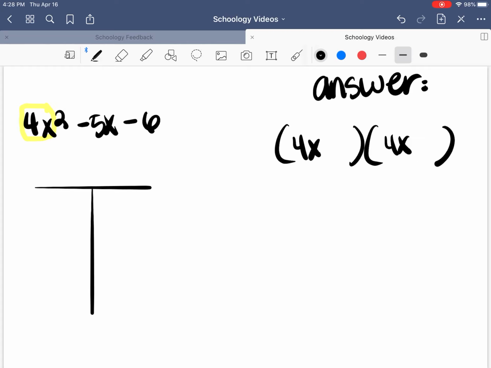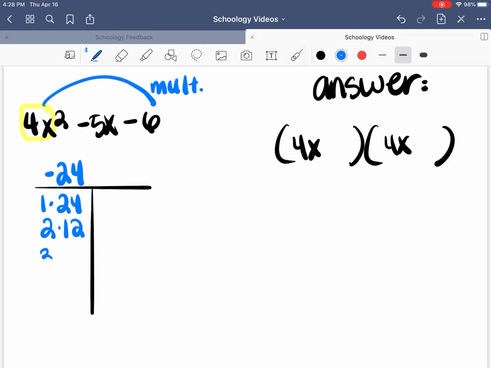All right, so step number 1 is that. Step number 2 will be to multiply your first and your last number. What is 4 times negative 6? It is negative 24. You're going to give me everything that multiplies to 24, all the factors of 24. So the ones that multiply to 24 are 1 and 24, 2 and 12, 3 and 8, and 4 and 6. Out of those factors, I want you to pick the ones that are either going to add or subtract to negative 5.